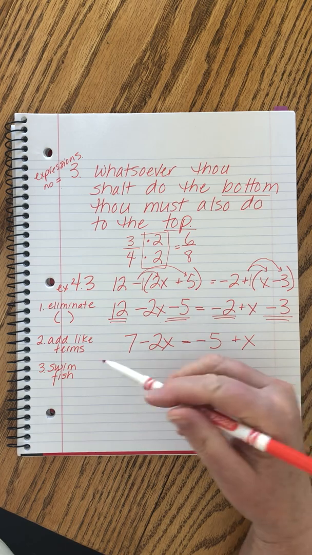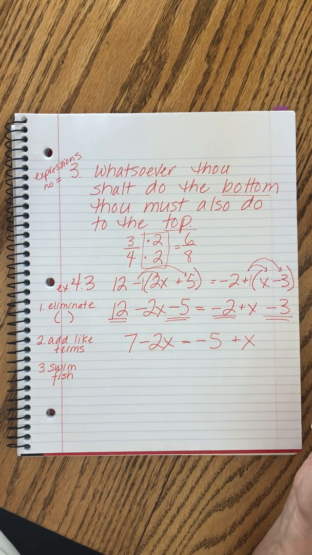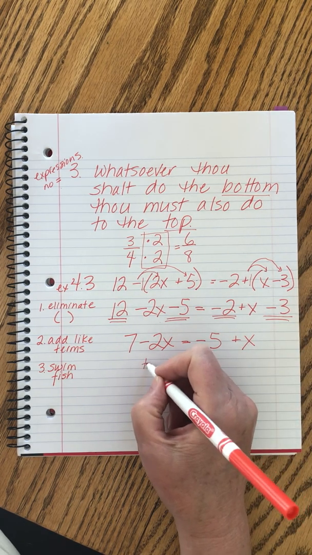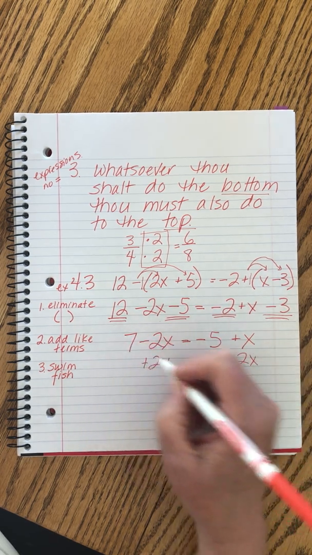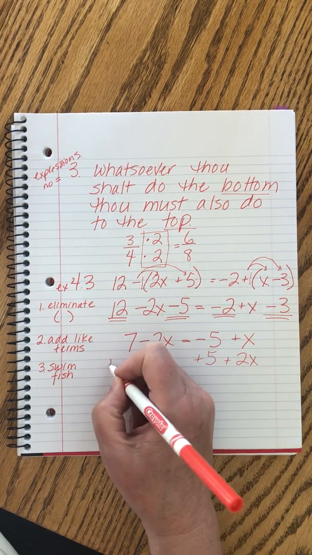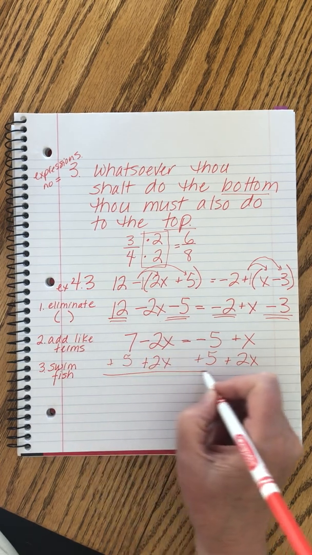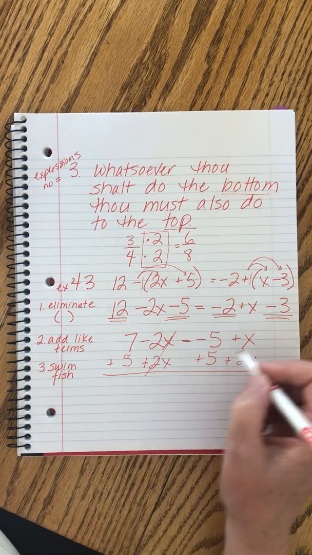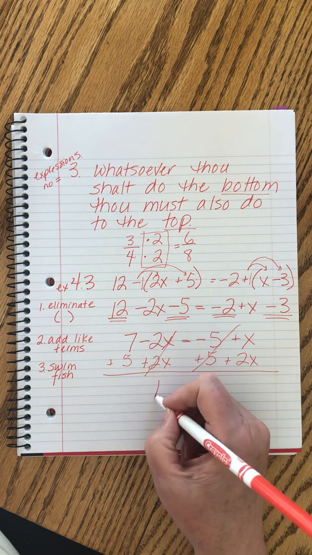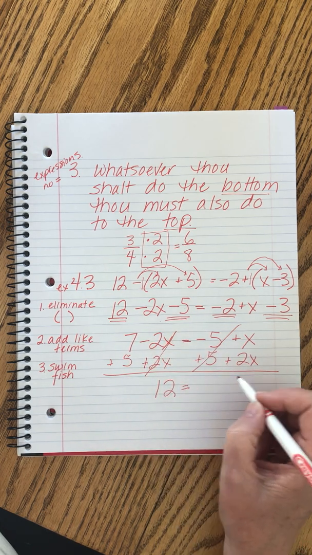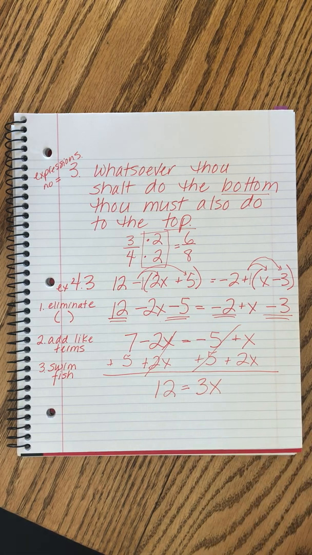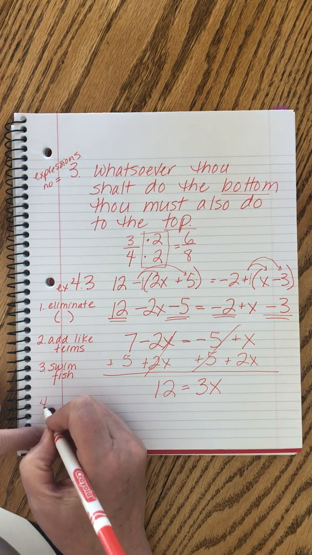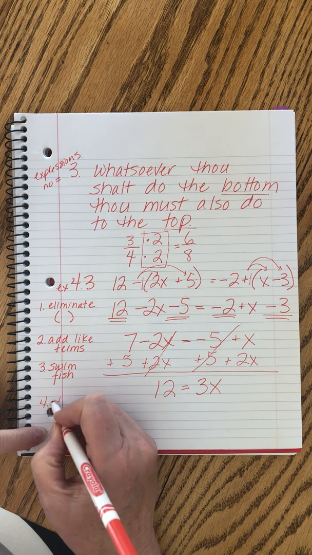We can add and subtract back and forth as need be. So what I'm going to do is add the 2x because I would like that to become positive. And then that means I'll have to swim the plain number fish that way. That cancels, and so I get 12 equals 3x. And then my final step is using the second rule of algebra.